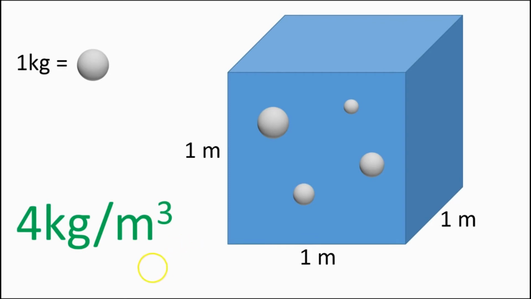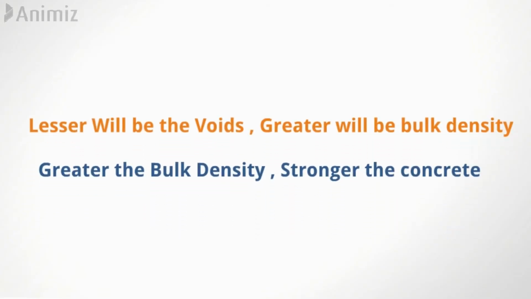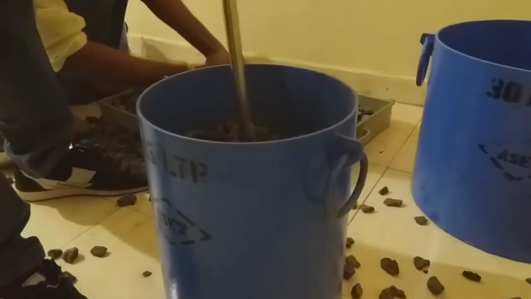But if we do a proper sieve and produce all the sizes of the aggregate in a certain ratio such that the air content or air voids is minimum and the volume occupied by the aggregate is maximum, then we get a denser concrete and a stronger concrete. So the lesser the voids, the greater the bulk density. The greater the bulk density, the stronger the concrete.